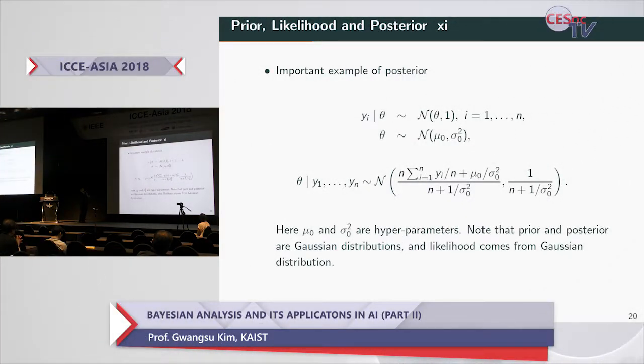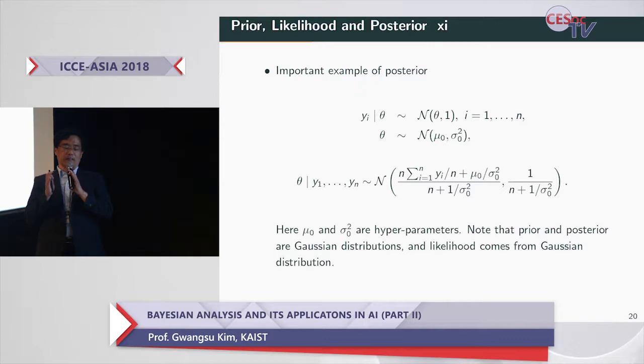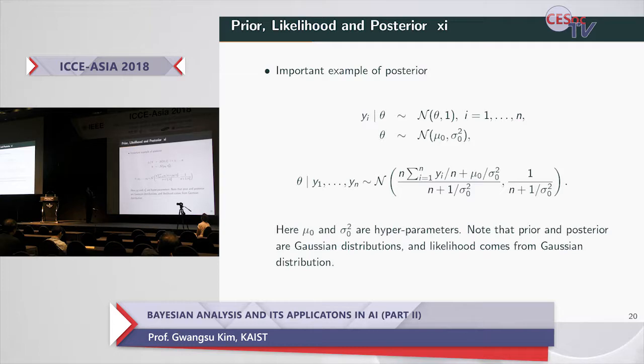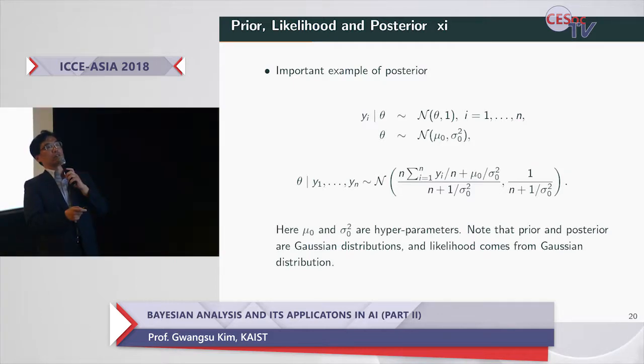This is an important example of posterior, a very basic example, but it has many, many implications. So I introduce this basic example. Y given theta comes from the normal distribution with mean theta and variance 1. And theta follows a normal distribution with mean mu 0 and variance sigma 0 squared. Then the posterior can be obtained like this.